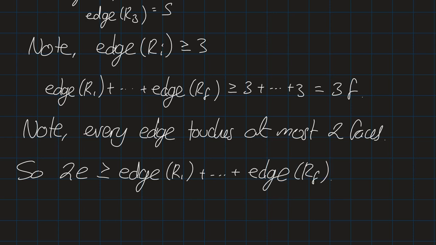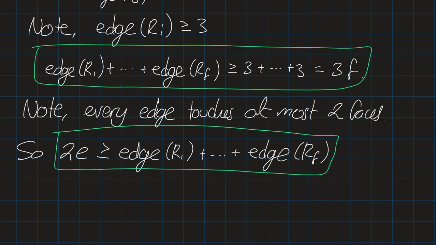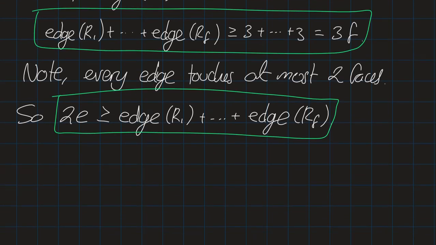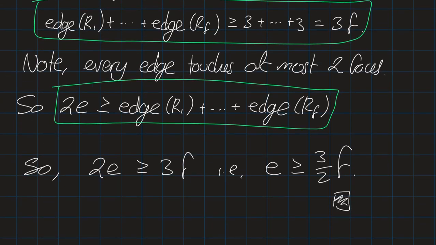Now all we do is put these two things together. Notice that they have the same term, so I can put these things together and get 2e is greater than or equal to 3f. Or another way of saying that is e is greater than or equal to 3 over 2 f, which is what we wanted to show. So that proof is done. We've proven that for a simple planar graph, e is greater than or equal to 3 over 2 f.